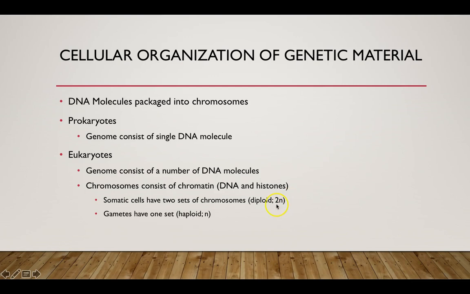Our gametes, or the sex cells, oocytes, which are eggs in females, and spermatocytes, which are sperm in males, there's only one set of chromosomes. So we said those are haploid because they have half the genetic information of a somatic cell. So there's only one set of chromosomes. There's not two sets. So they're haploid.